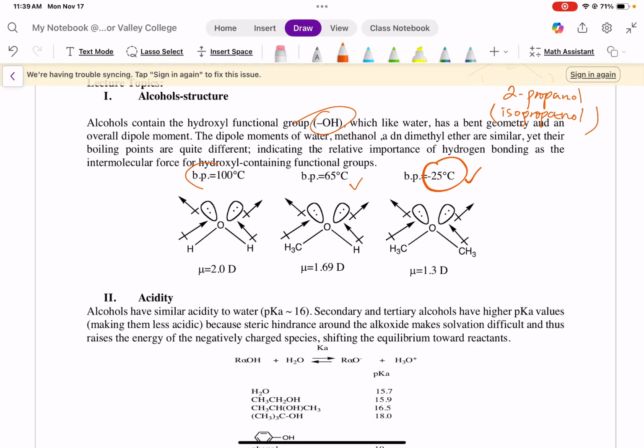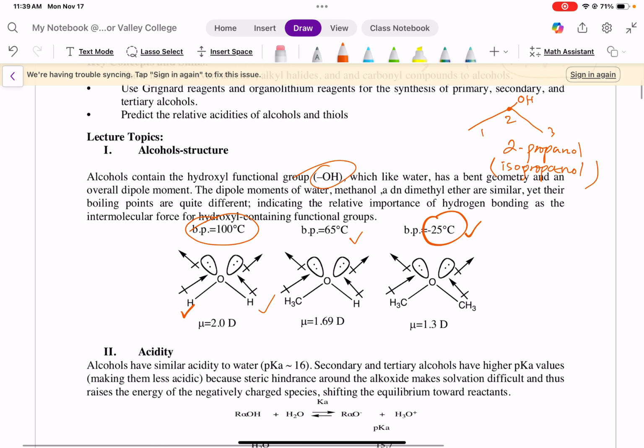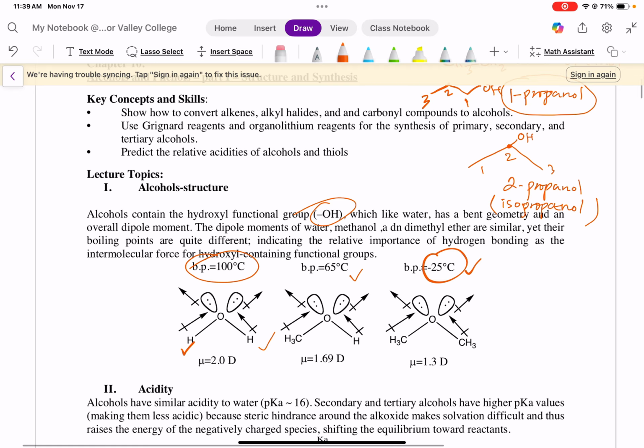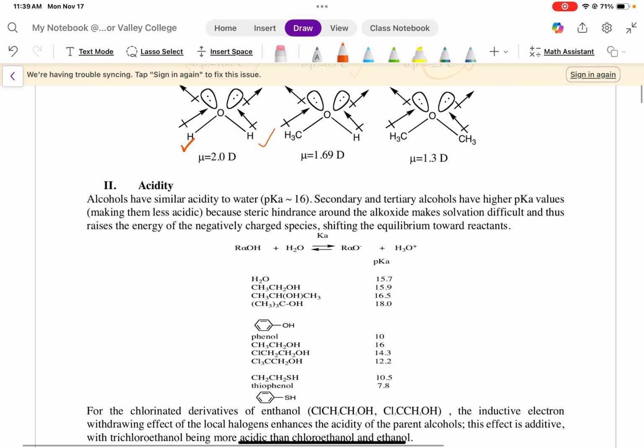Now water is amazing. It's got 2 hydrogens, so that's a lot of hydrogen bonding. And you can see it reflects in the boiling point of 100 degrees Celsius for such a small molecule. Now, that's a physical property. Alcohols are very soluble in water because they can do hydrogen bonding together, and they have a high boiling point.